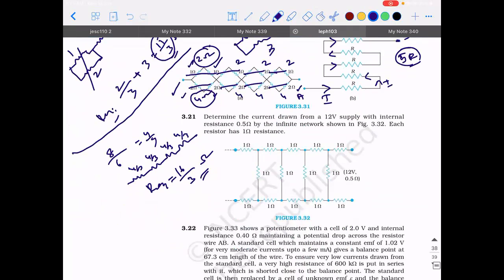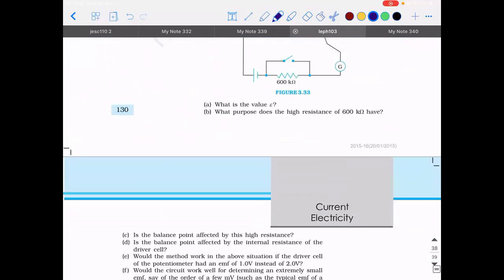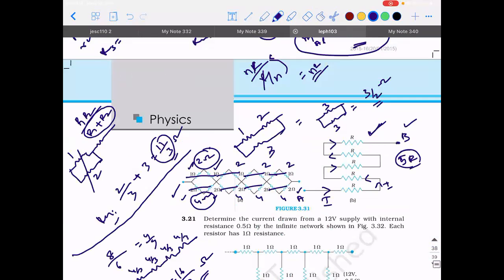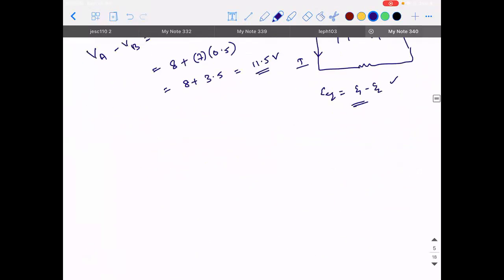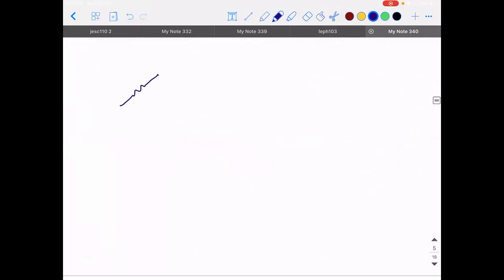Clear, guys? Sir, could you explain the first diagram? The A part. Okay. You wanted me to explain how to solve it? Yes, sir. Okay, listen. I'll draw a separate diagram. This is 1 ohm. This is 1 ohm. This is 2 and this is 2. If there is a battery connected like this, 1 and 1, 2 and 2.